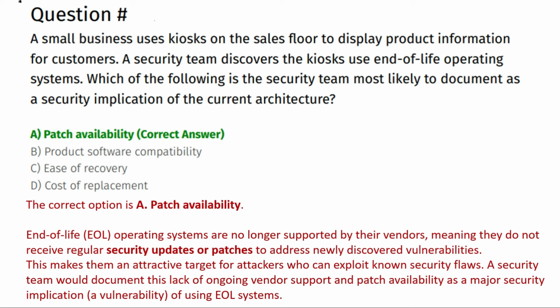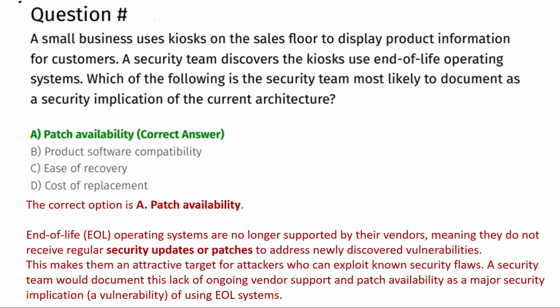Next question is, a small business uses kiosks on the sales floor to display product information for customers. The security team discovers the kiosks use end-of-life operating systems. So which of the following is the security team most likely to document as a security implication of the current architecture? Option A, patch availability. Option B, product software compatibility. Option C, ease of recovery. Option D, cost of replacement. And the correct answer for this question is option A, patch availability. So let's check the explanation.